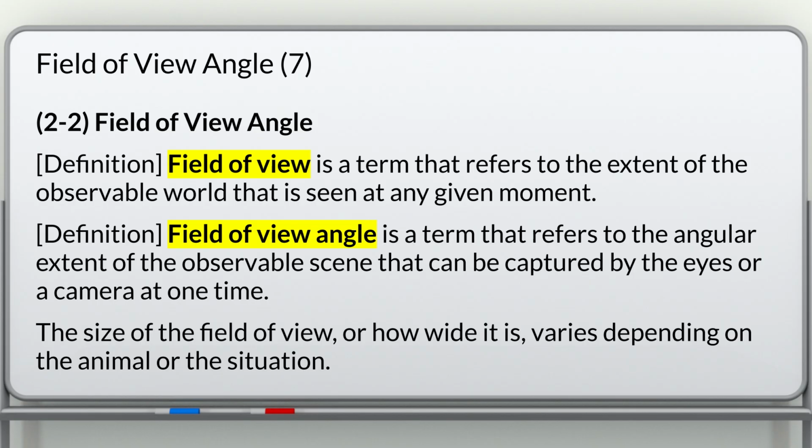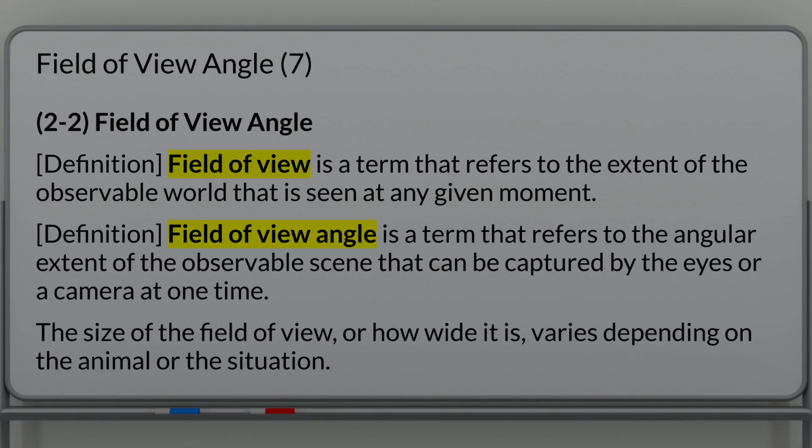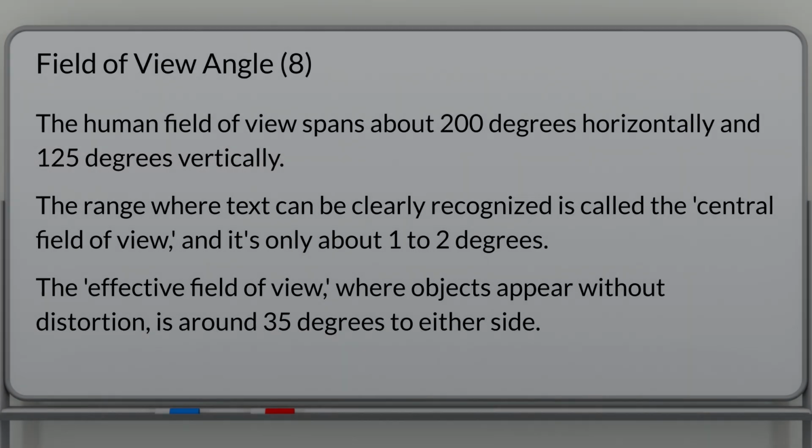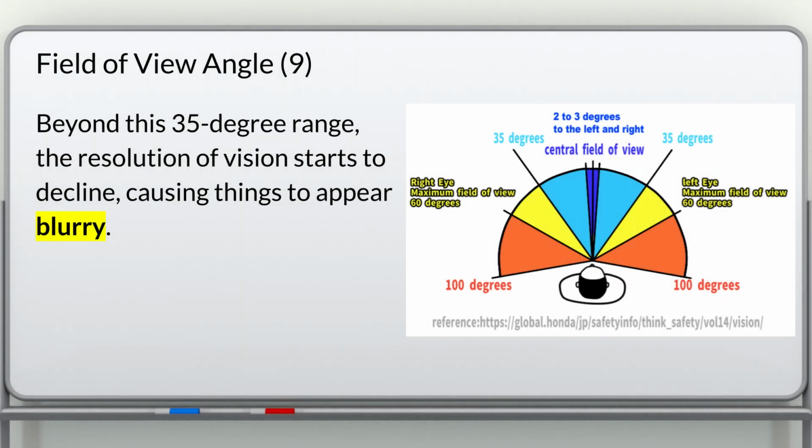The size of the field of view, or how wide it is, varies depending on the animal or the situation. The human field of view spans about 200 degrees horizontally and 125 degrees vertically. The range where text can be clearly recognized is called the central field of view, and it's only about 1 to 2 degrees. The effective field of view, where objects appear without distortion, is around 35 degrees to either side. Beyond this 35-degree range, the resolution of vision starts to decline, causing things to appear blurry.